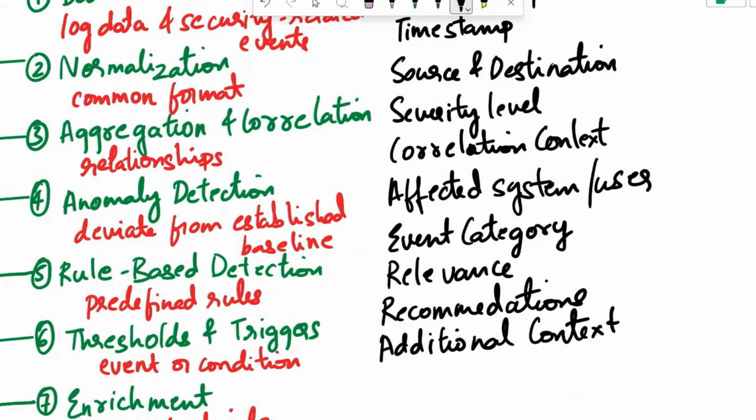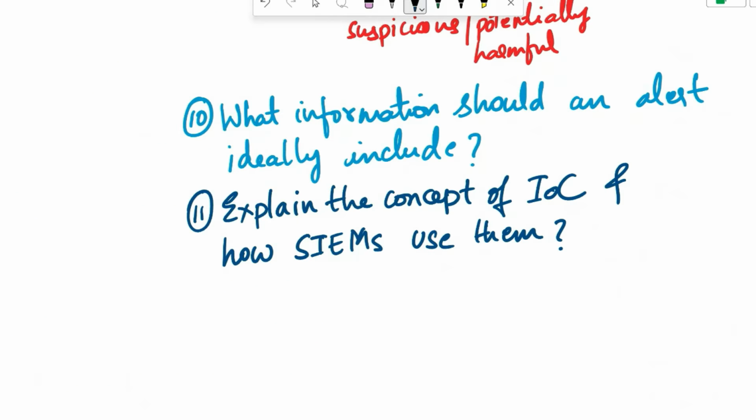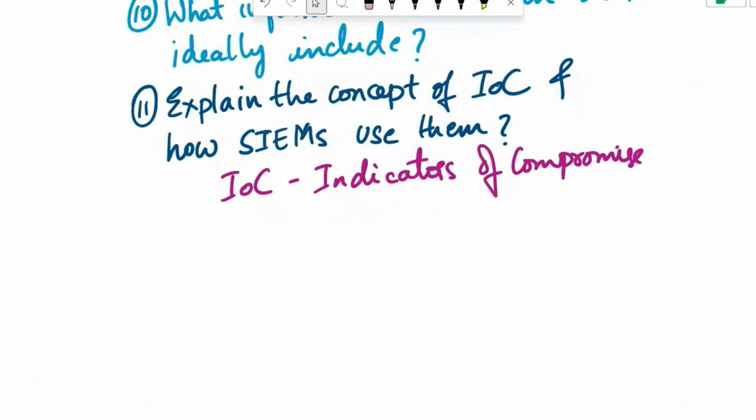Now, let's go to the next question. Explain the concept of IOC and how SIMs use them. IOC stands for Indicators of Compromise. These are pieces of evidence or artifacts that indicate a potential security breach or compromise within an organization's IT environment. These indicators are typically derived from observed malicious activities, and they help security teams detect and respond to security incidents. IOCs are valuable because they provide tangible evidence of malicious actions, allowing security professionals to identify, investigate, and mitigate threats.